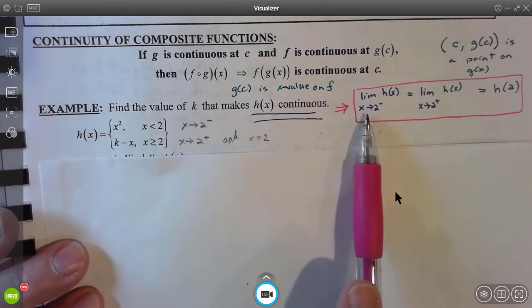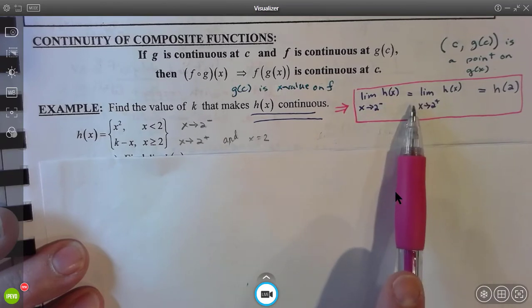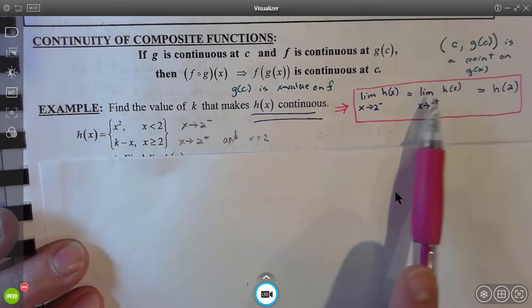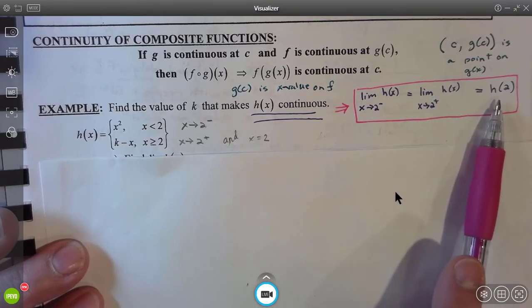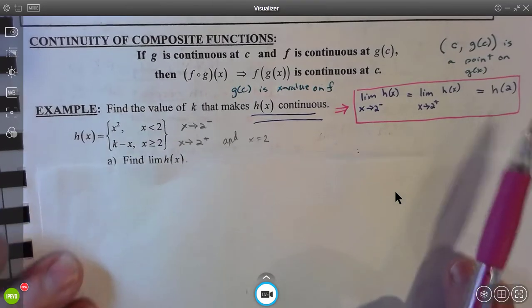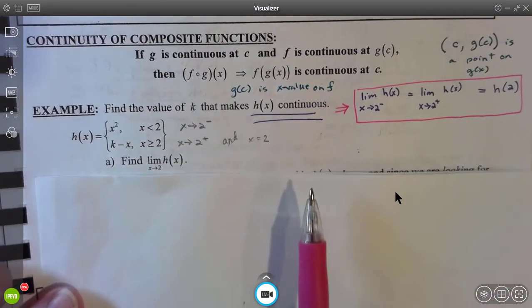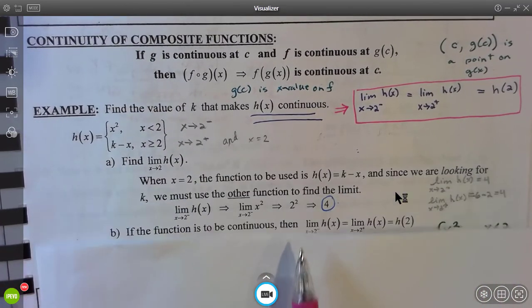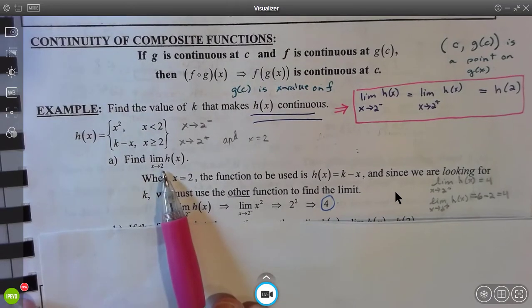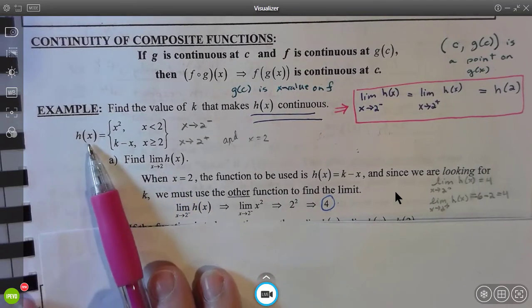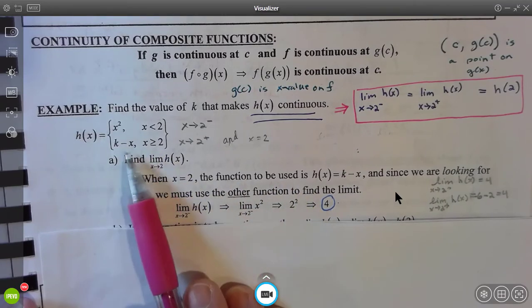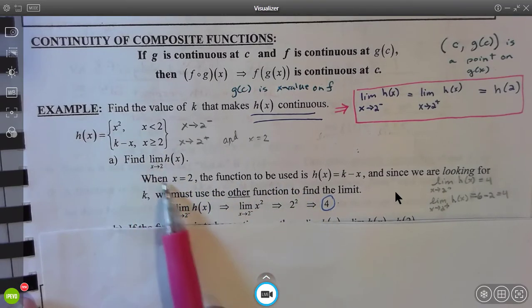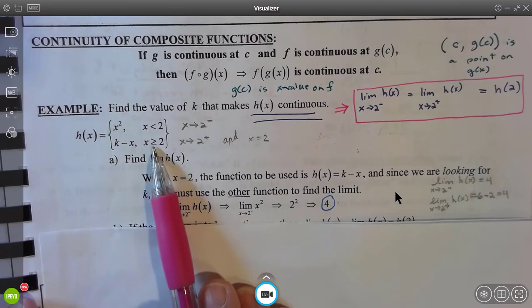The limit as x goes to 2 from the left has to equal the limit as x goes to 2 from the right. And not only does it have to exist, it has to be the y value when you get to 2. So let's look at things. We need to first of all see if we can find the limit as x goes to 2. Well, when x goes to 2 on function h, the function to be used is k minus x, because when x equals 2, we have to use this.